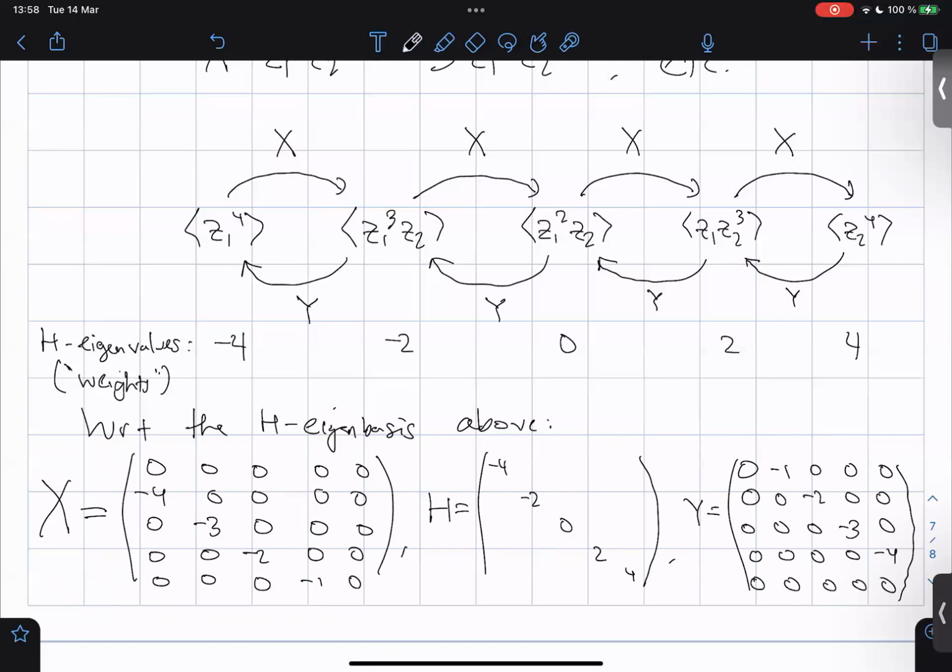You could check that this is a representation. So this is another way of realizing SL2: a 2x2 realization, a 3x3 realization, the adjoint representation, and this is a 5-dimensional realization. You can check with these matrices that they satisfy those bracket relations that we had for SL2. This is another realization.